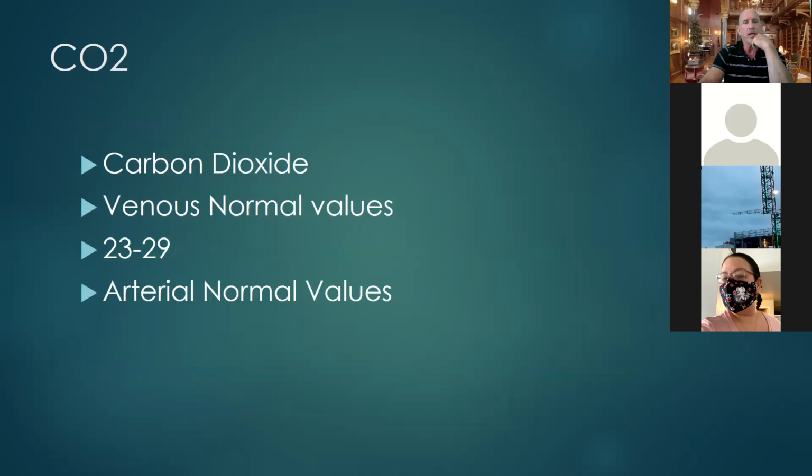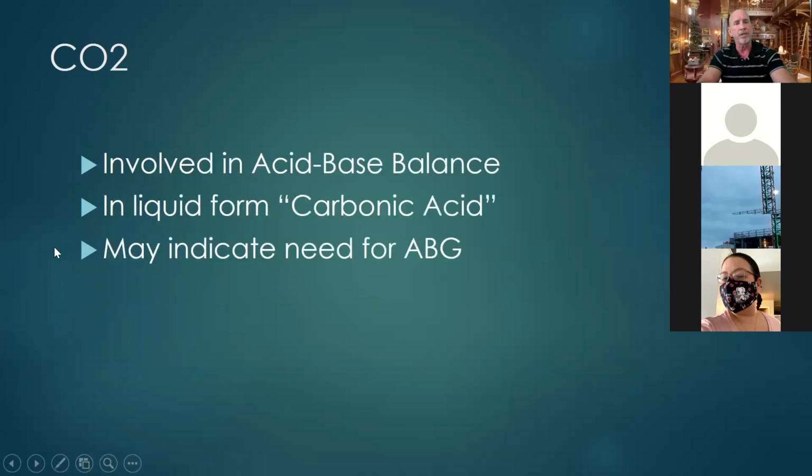Carbon dioxide, normal value 23 to 29. You'll see these values differ in respiratory patients, obviously. A patient with COPD, or maybe somebody with pneumonia or whatever, you may see those values go up. Now, one thing I want to point out with these lab tests is that CO2 is important in your acid-base balance in your body.